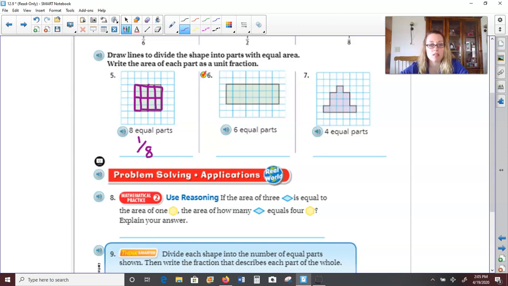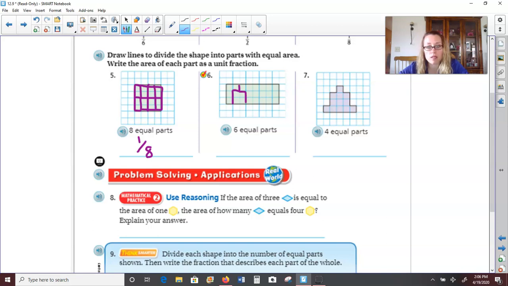Okay, on number 6, we need to make 6 equal parts. Again, just looking at this rectangle, it's not very clear to me how to divide this into 6 equal parts. So if I count the area and figure out the total square units, then I can divide that by the 6 shapes we need to make. So I'm going to count by 3s going down each column. 3, 6, 9, 12, 15, 18, 21, 24, and 24 divided by 6 equals 4. So each shape I make has to have an area of 4.